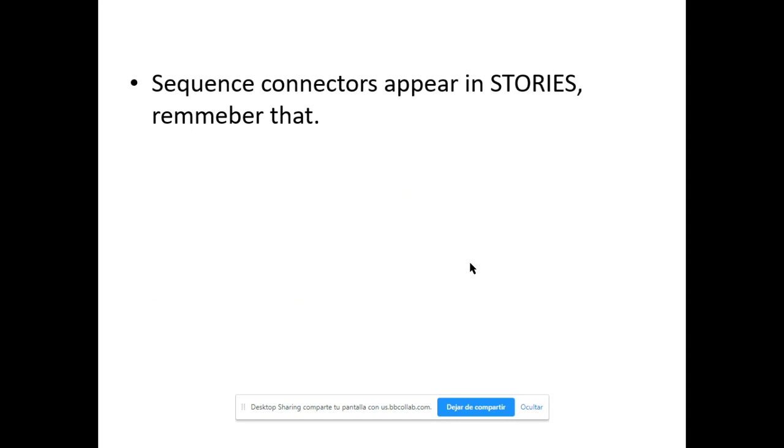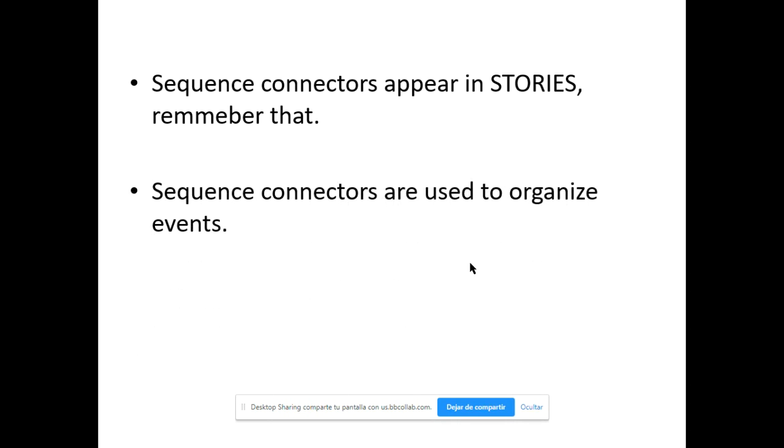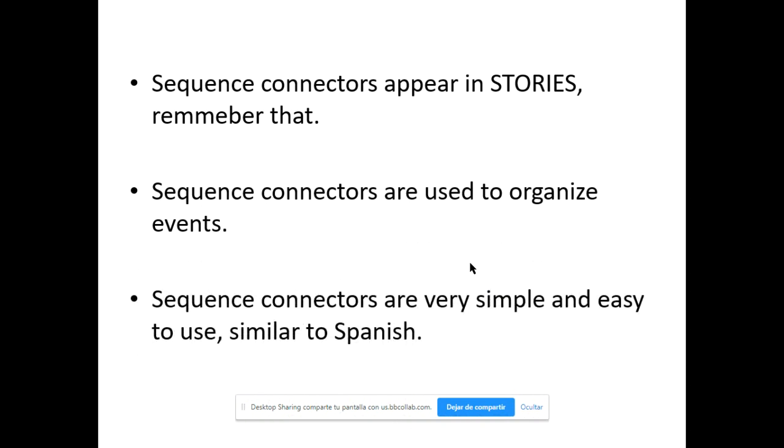So, remember, sequence connectors appear in stories. Remember that. In stories. En historias, narraciones, anécdotas, por ejemplo, right? Sequence connectors are used to organize events, to give us sequence. Sequence connectors are very simple and easy to use, similar to Spanish. Son muy similares al español, por lo tanto, son sencillos de usar. Hay que saber las diferencias, por ejemplo, entre los que utilizan alguna preposición que los acompaña, como after that y before that.